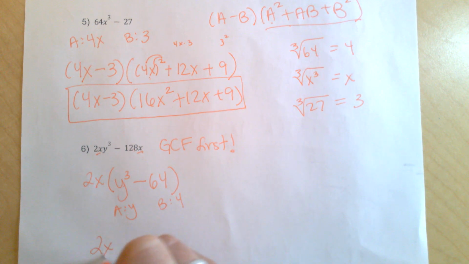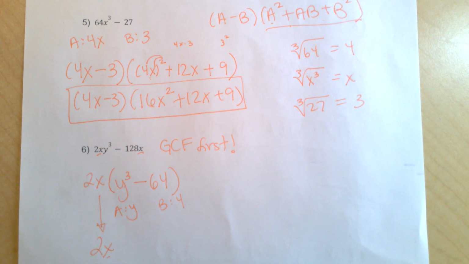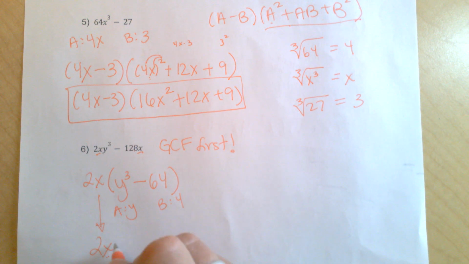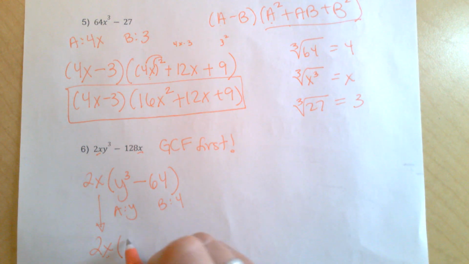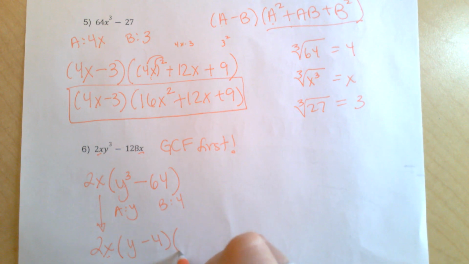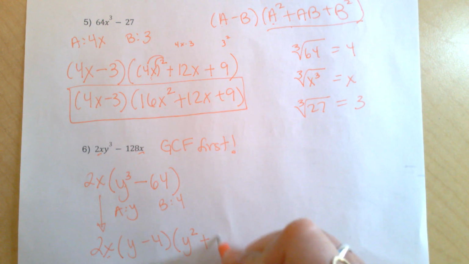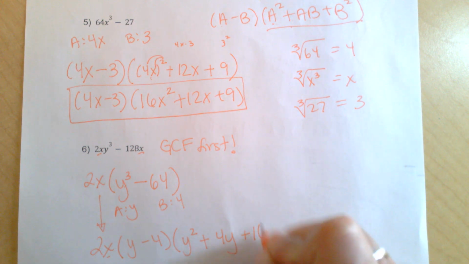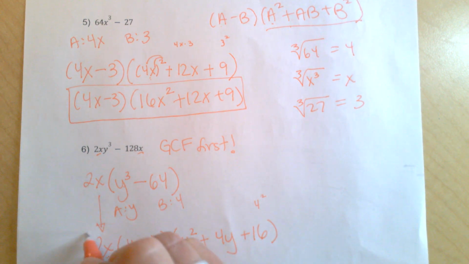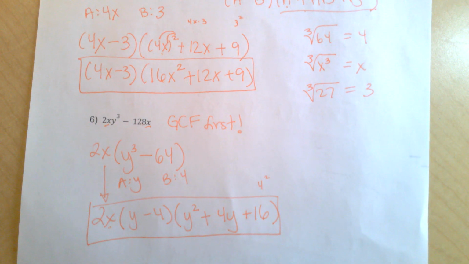And I'm going to bring down my 2x. I've been seeing a lot of people forget to bring down their greatest common factor. Please don't forget to bring down your greatest common factor. Okay, a minus b, y minus 4, a squared, y squared, plus a times b, 4y, plus b squared, plus 16, which came from 4 squared. And this is my completely factored answer.